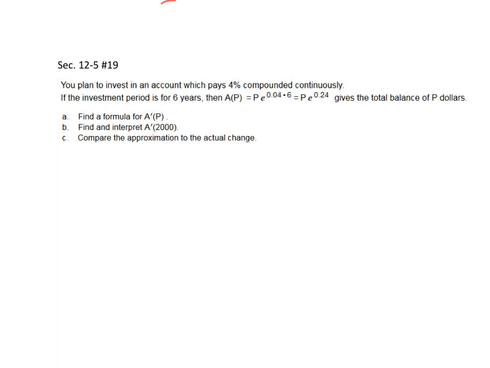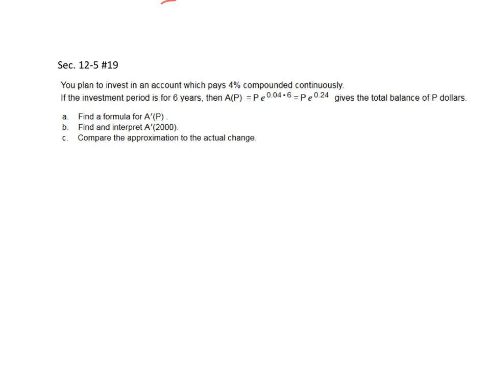Okay, here we have the last problem, which is from section 12.5, problem number 19. And it says that you plan to invest in an account that pays 4% compounded continuously. If the investment period is for 6 years, then A of P is P, the initial amount invested, times e to the 0.04t, and if the investment period is 6 years, then that is 0.04 times 6. So A of P for this particular setup is P times e raised to the 0.24 power. And that will give the total balance of P dollars at the end of 6 years.